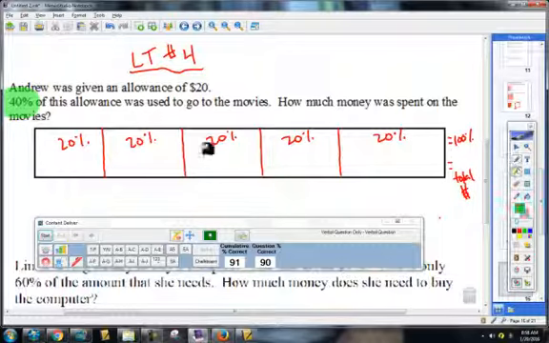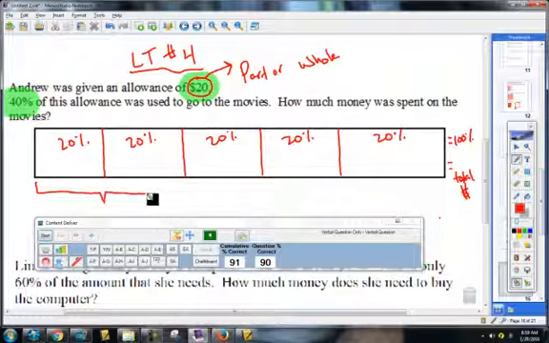Okay? Now, it says he was given an allowance of $20. So we've got to really ask ourselves, is that $20 representing a part, or is it representing the whole strip? Is it representing the entire thing, or is it representing just a section of it? That's what we've got to figure out. Okay, so what do you guys think? Is that $20 100%? Here the question becomes, is the $20 one section, or is the whole 100% the $20? What do you guys think?